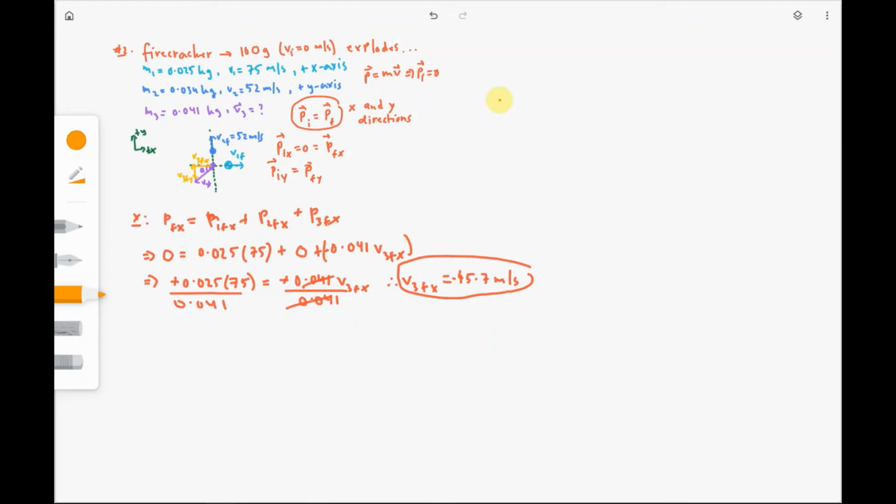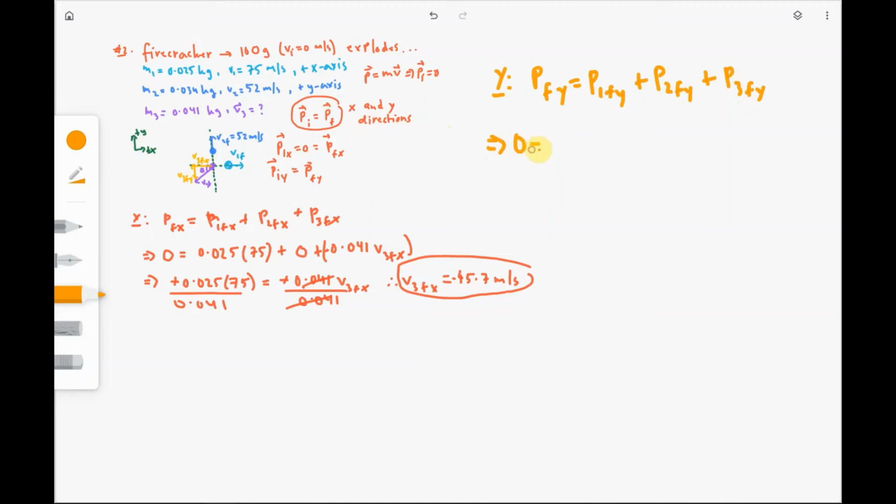Then we have to contend with the second part, which is to find the y components or the y contributions of momentum. So in the final y direction, we have Pfy equal to P1Fy plus P2Fy plus P3Fy. So the summation of all the y components of all the separate three parts is equal to 0 because the final momentum in each of these x and y directions must be 0 to conserve momentum.